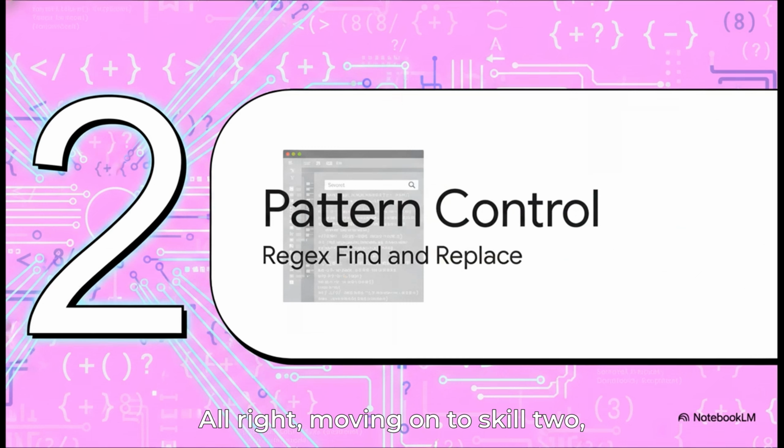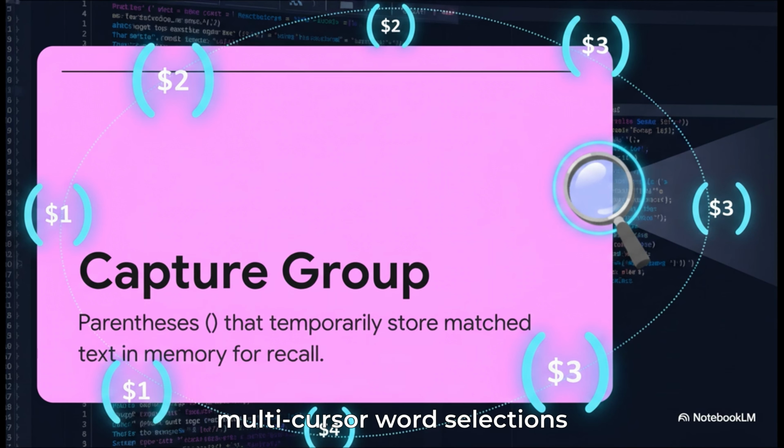All right, moving on to skill 2, pattern control, using Regex find and replace. Let's step it up a notch from simple multi-cursor word selections to structural pattern matching using regular expressions, or regex. Now look, I know regex sounds incredibly intimidating, but inside VS Code's Find and Replace widget, it becomes an absolute cheat code for data extraction.